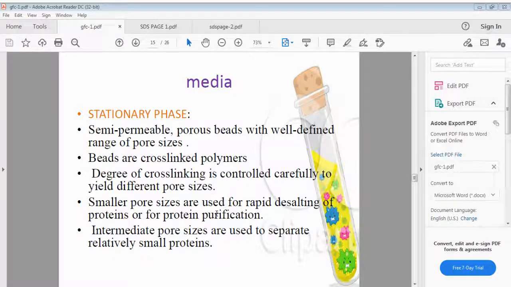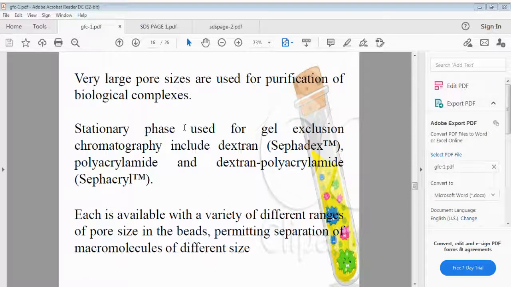The smaller pore size is used for desalting, purification of the proteins from the salt. Intermediate pore size is used to separate relatively small molecules. Very large pore size is used for big biological protein molecules, complex molecules.